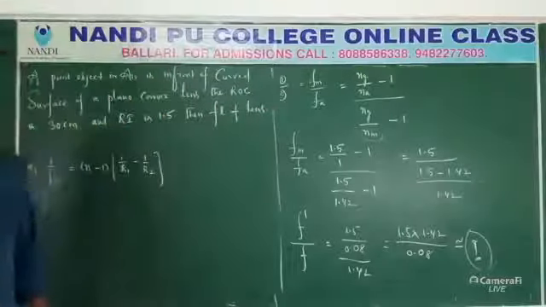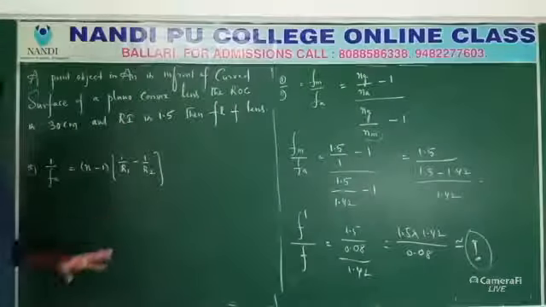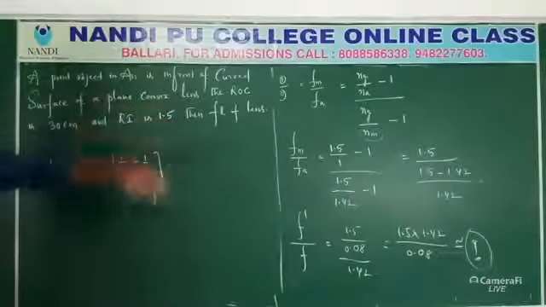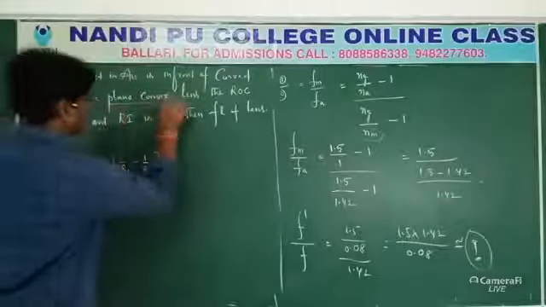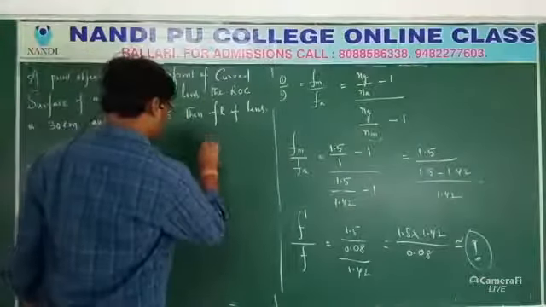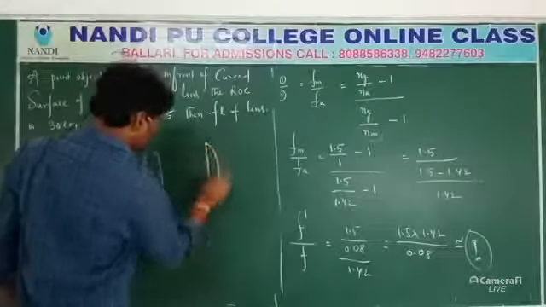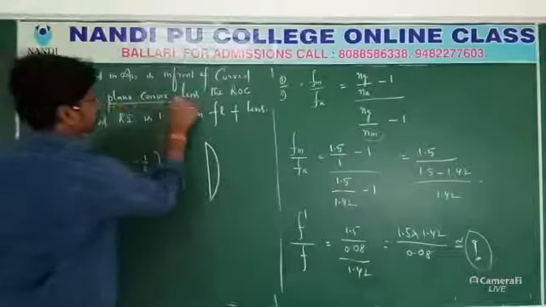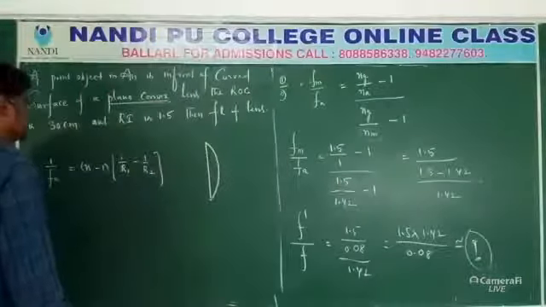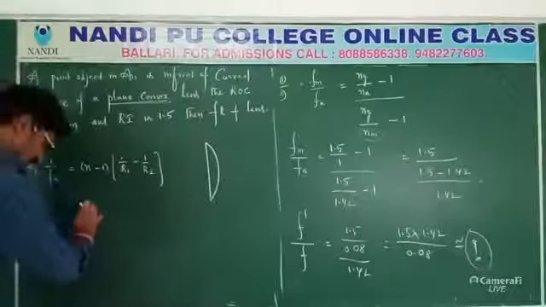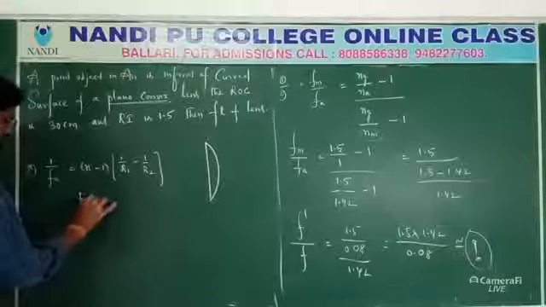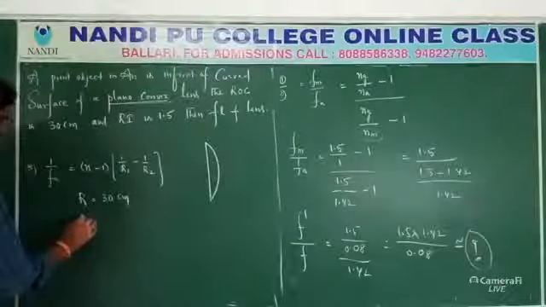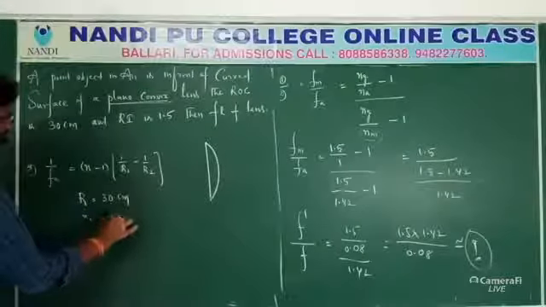See the question clearly, just like the same model. A point object in air is in front of the curved surface of a plano-convex lens, which is important. Plano-convex lens: plano, this is plane; convex, this is convex. The radius of curvature is 30 centimeters. So R is equals to 30 centimeters. Refractive index is given, the n value is 1.5.